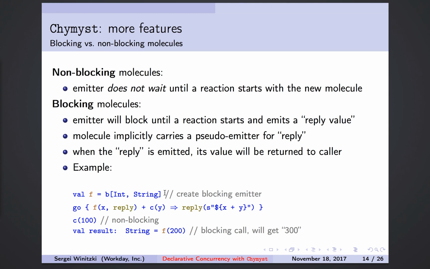The blocking molecule implicitly carries an emitter for the reply. And when it's called, then the value is magically returned to the caller of the blocking emitter. So here's an example. Suppose we define a blocking emitter like this.